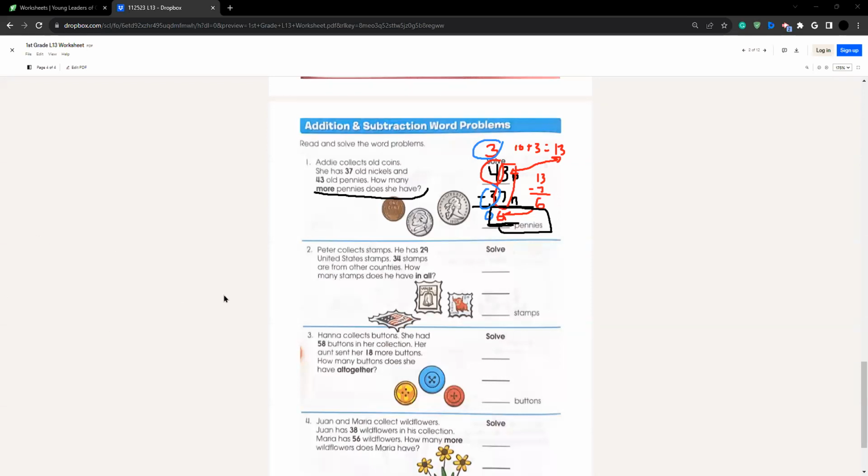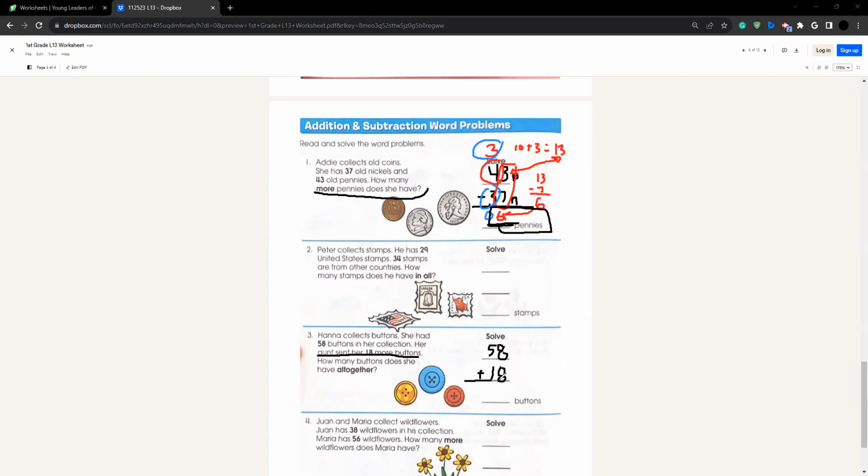So number 3, Hannah collects buttons. She had 58 buttons in her collection. Her aunt sent her 18 more buttons. How many buttons does she have altogether? Okay, so in total, she has 58. But her aunt sent 18 more buttons. So we get more buttons. We need to add to the total, right?